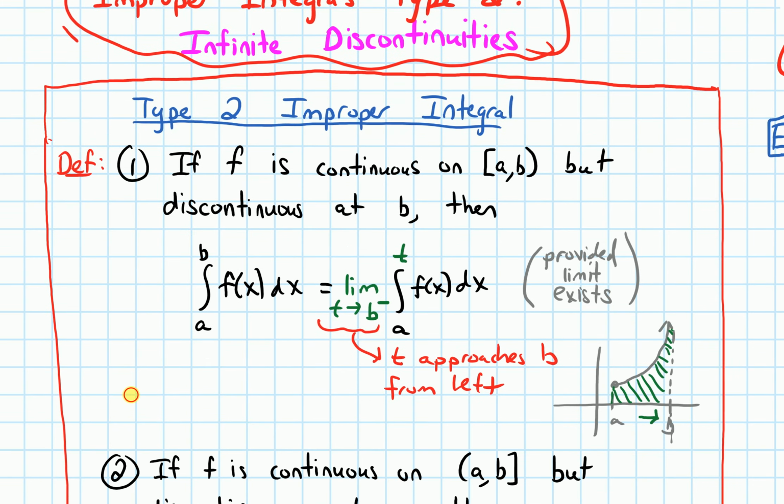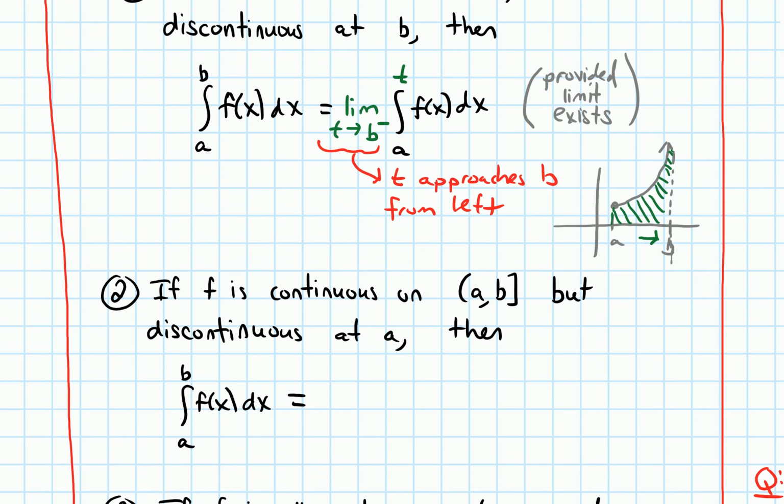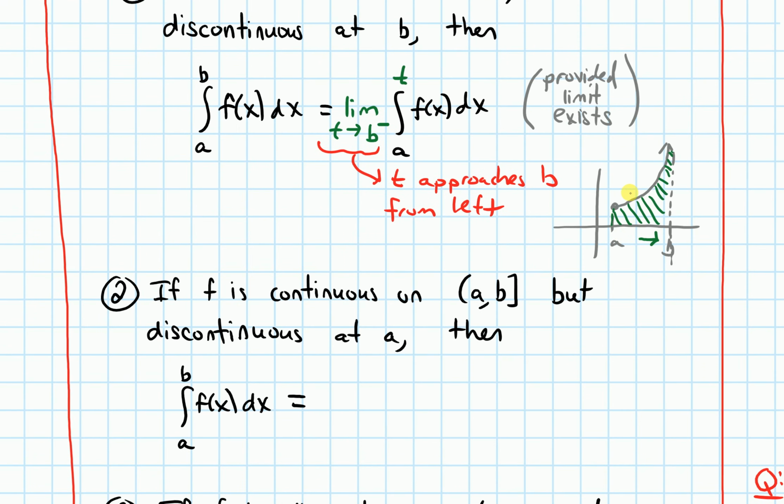Okay, so we could do the same type of thing if my function was instead discontinuous at the other endpoint, at a. In that situation, the picture would be flipped. I'd have a vertical asymptote maybe at a. So I have a very similar definition. Now we're going to replace the a with t, keep the rest the same, so b and then f of x dx. And now I'm going to take the limit as t approaches a. But if t is approaching a, it would have to be approaching it from the right-hand side, so I'll put a plus sign in the exponent.